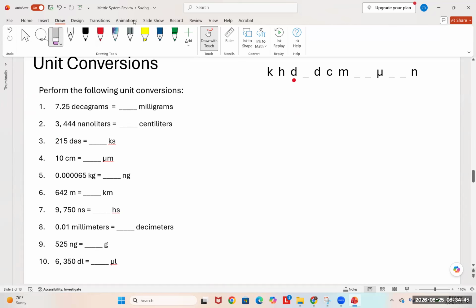All right, we're going to go through these last few a little bit quicker here. So we have 10 centimeters, and we want micrometers. In this case, we are going to be starting here at our centimeters, and we're going to move 1, 2, 3, 4 places to the right. We're going to fill in those spaces with 0.